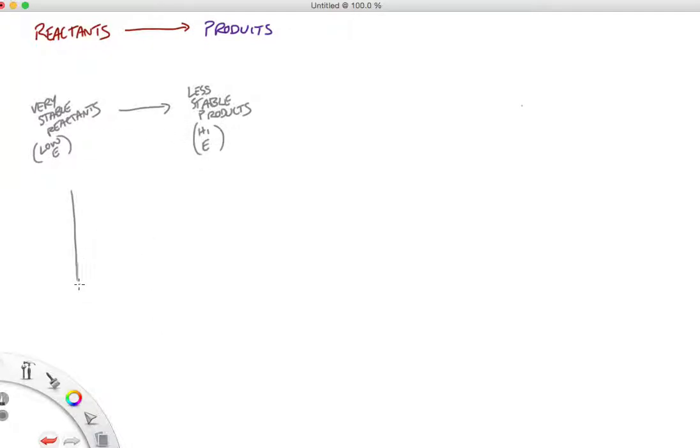So if we want to graph this over time, let's just say this is the reaction progress going this way, and energy on this axis going up. These reactants, which I'll show as red, let's say that they're fairly low. We're not giving any values to them. Notice that these are just relative values. So these are the reactants. They're at this energy level right here.